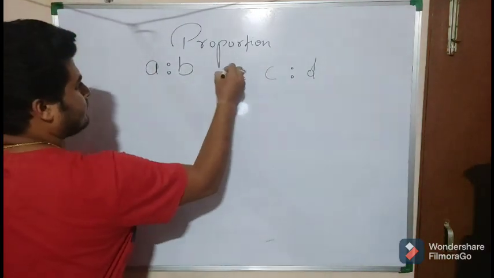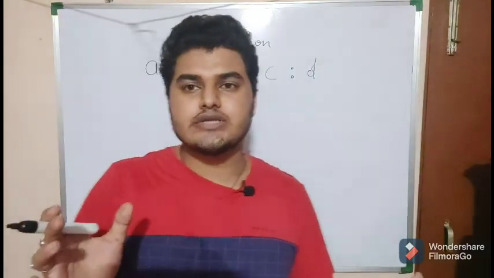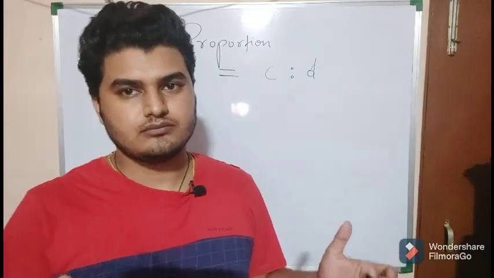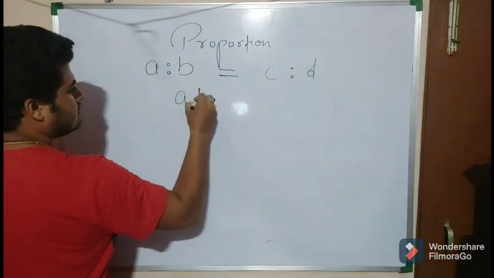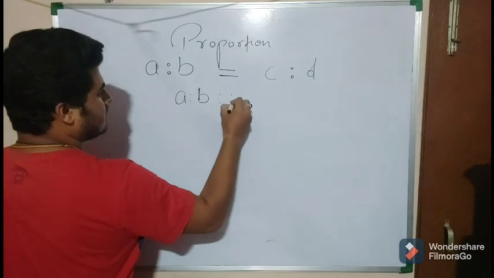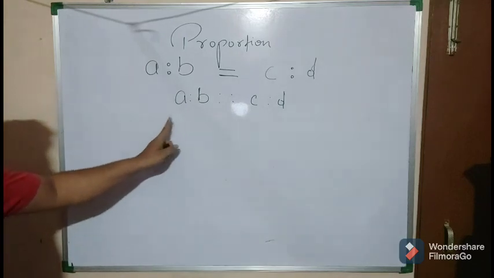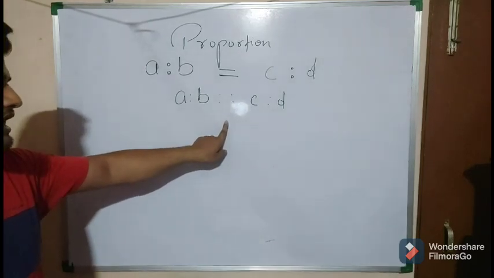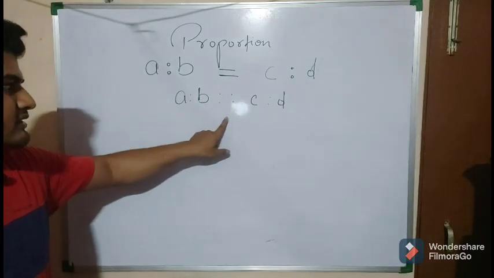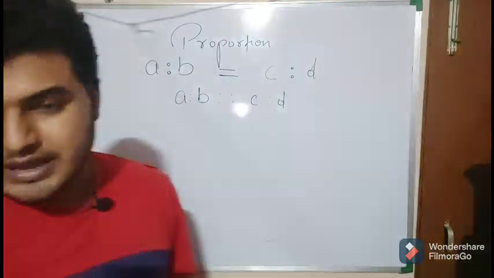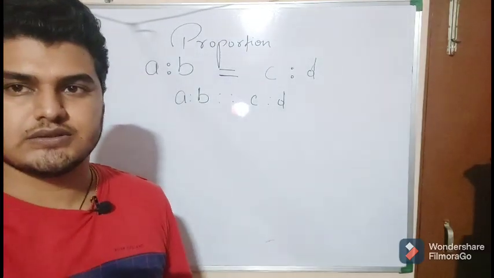If A is to B is equals to C is to D, then the ratios are said to be in proportion, and it is written as A is to B as C is to D. Written as A is to B, read as C is to D. A is to B as C is to D. So that makes a proportion, and we write proportion like this.